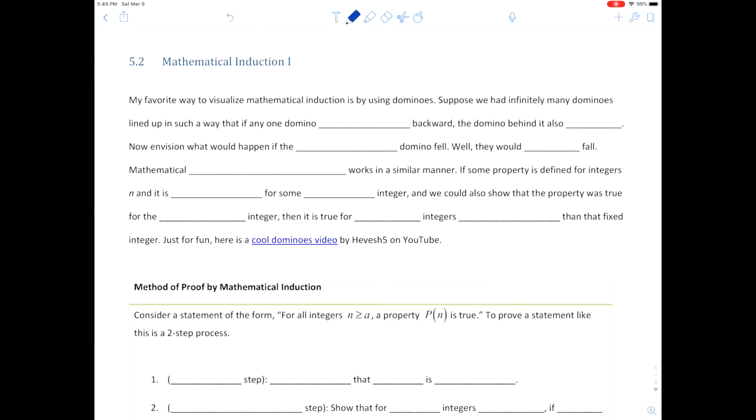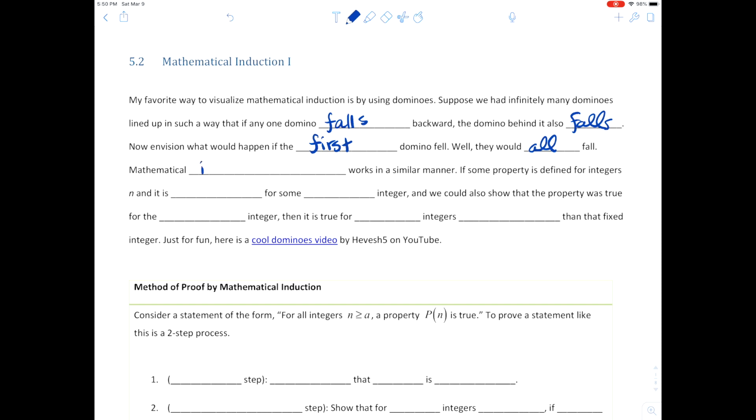Pretty awesome, huh? All right, so anyway, the idea being that if we had infinitely many dominoes lined up in such a way that if any one domino falls backward, the domino behind it also falls backward. Now envision what would happen if the very first domino fell. Well, they'd all fall, just like we saw in those clips.